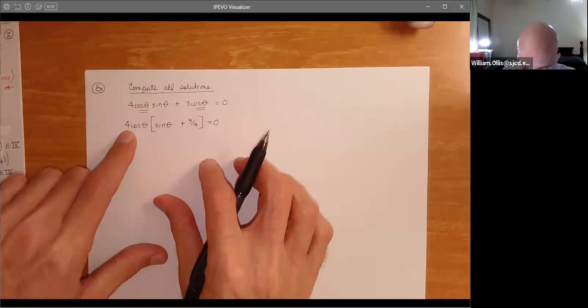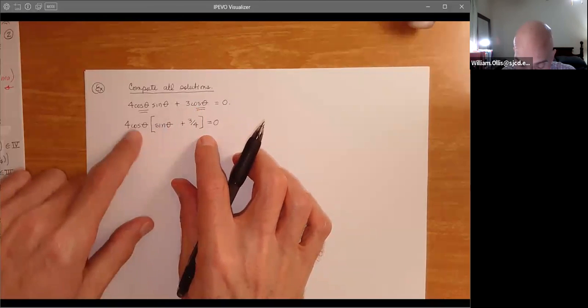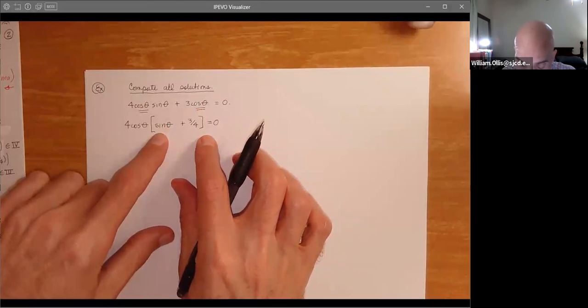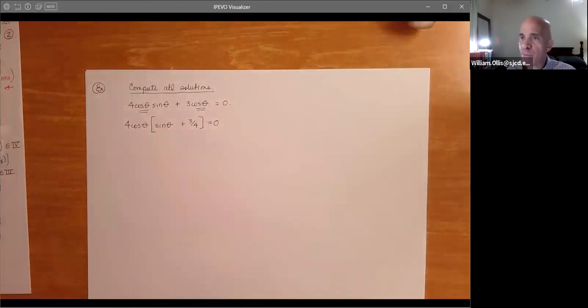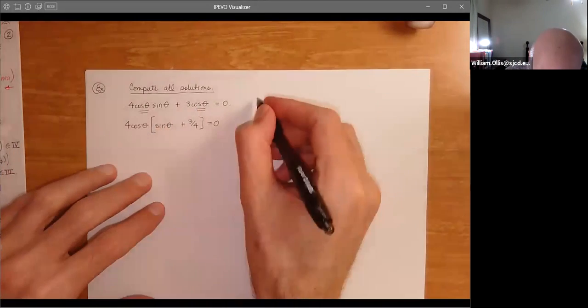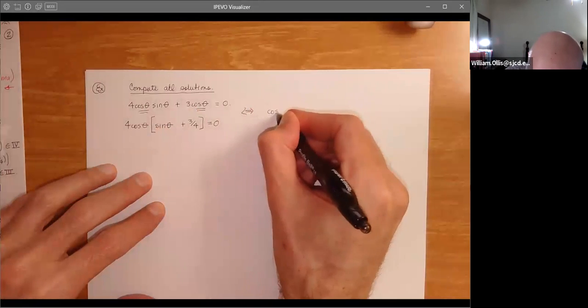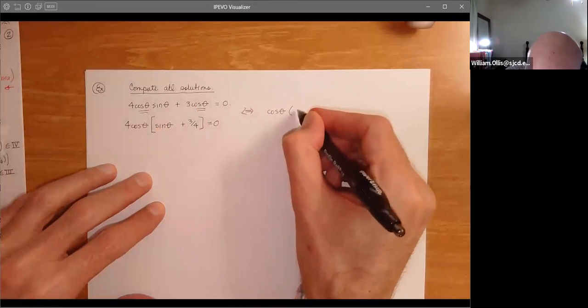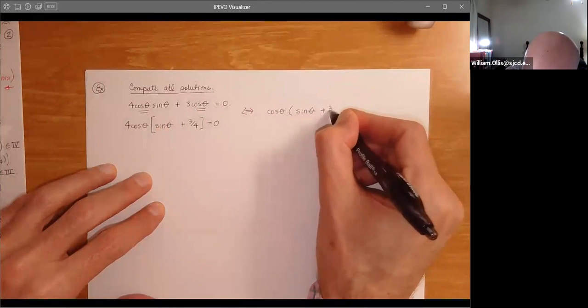So now when we multiply back through, the 4's absorb and we get the 3 cosine theta. And of course, we get the 4 cosine sine theta here. So again, we're just trying to make the factors very simple. And now, of course, this 4 is just in the way. If you want to divide by 4, we just get rid of it. So this is cosine theta times sine theta plus 3/4.